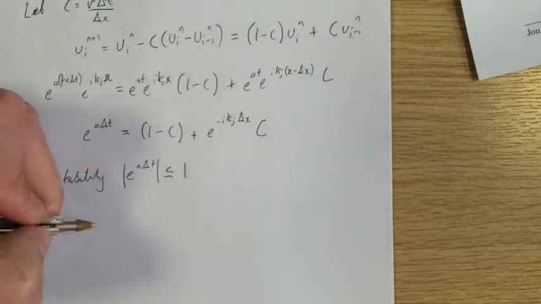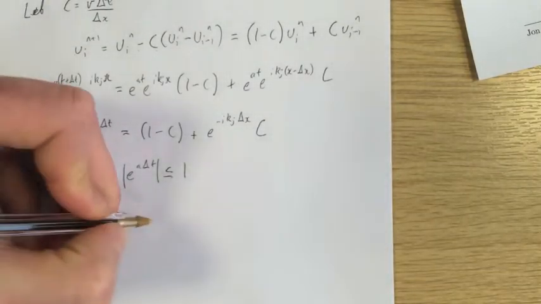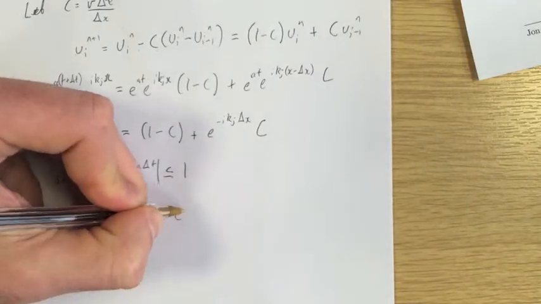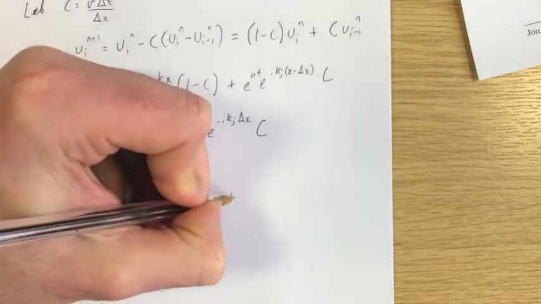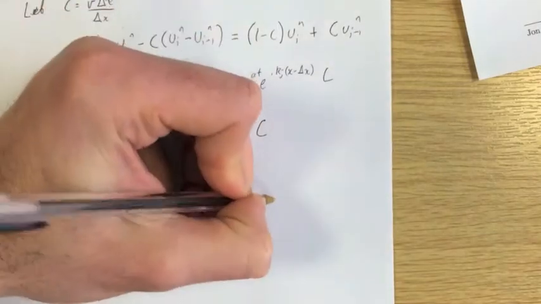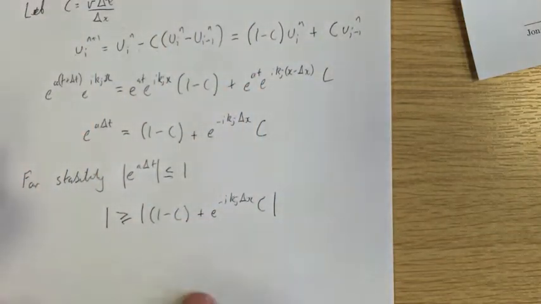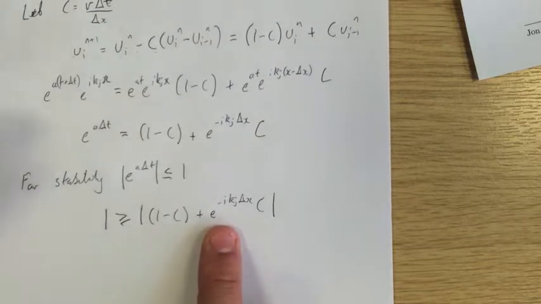In other words, we want the magnitude of 1 minus c plus e to the minus i k j delta x times c to be less than or equal to 1. So that's what we want. For what values of c is this satisfied?